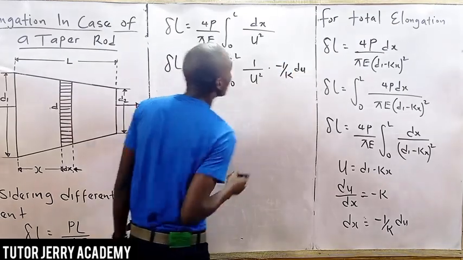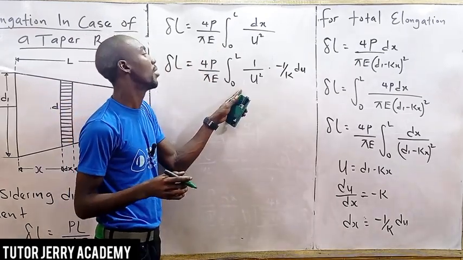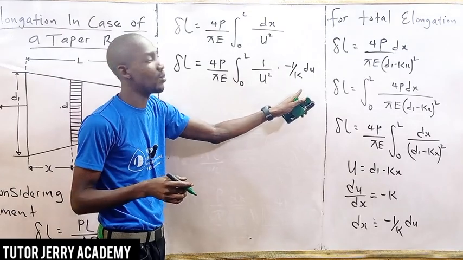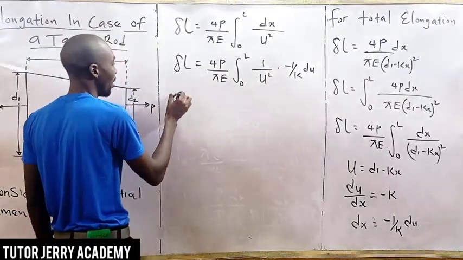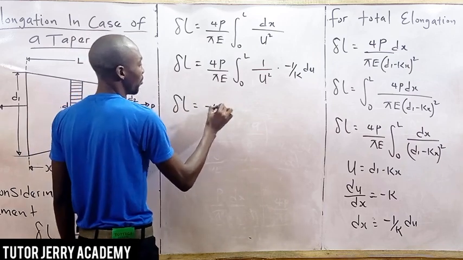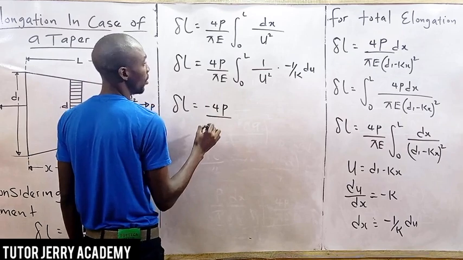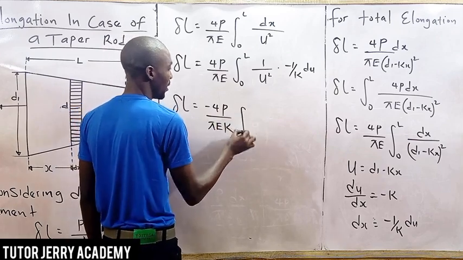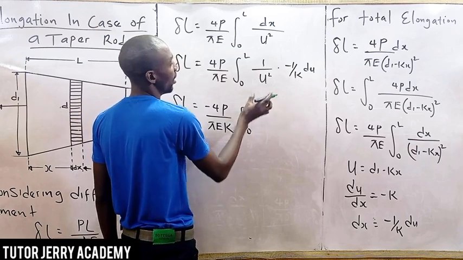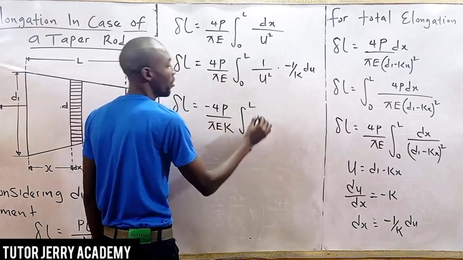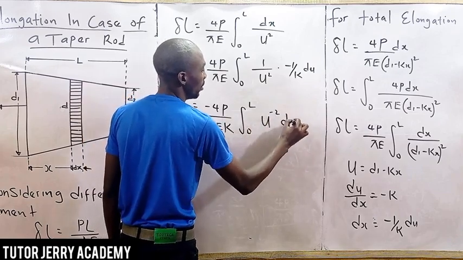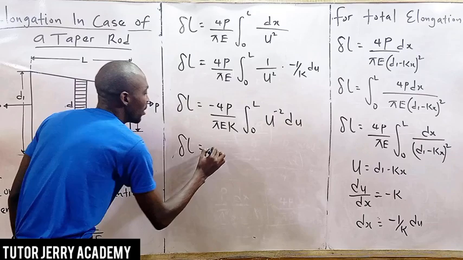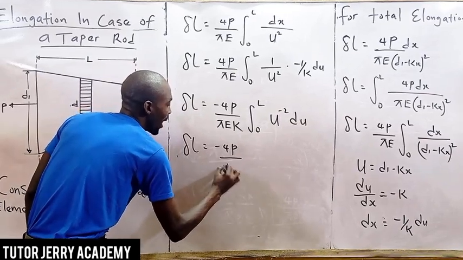All right. So now we are integrating u with respect to u. So it means 1 all over k becomes a constant as well. We'll bring it to the back, and we are going to have the L to be equals to minus 4p all over pi e, then k here. Then we are integrating 0 to L, and we can write what we have here in the form of u to the power of minus 2 du. All right. So by the time we integrate this, I'm going to have the L to be equal to minus 4p all over pi ek.